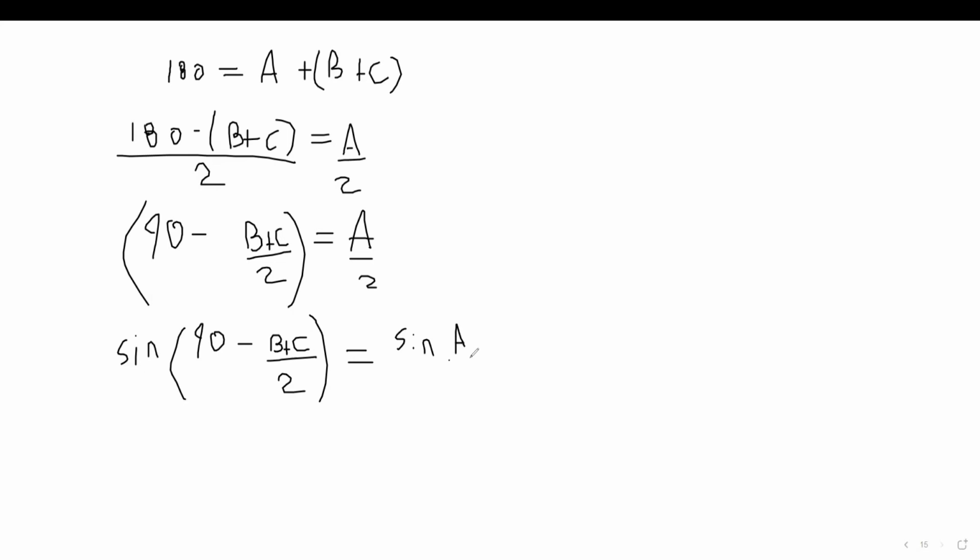The sine of A over 2 is going to be the sine of 90 times the cos of B plus C over 2, minus the cos of 90 times the sine of B plus C over 2.